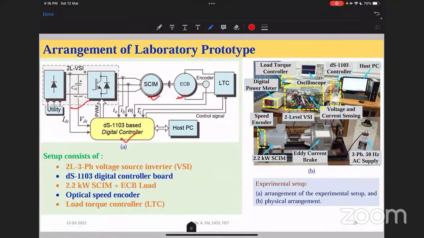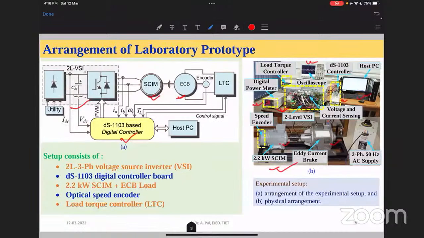So this is the actual set of pictures. This is your voltage source inverter. This is the induction motor with the eddy current load. This is the host PC. And this is the oscilloscope and the power measurement by a digital wattmeter, which I have used for verification purposes. So this is the whole setup.